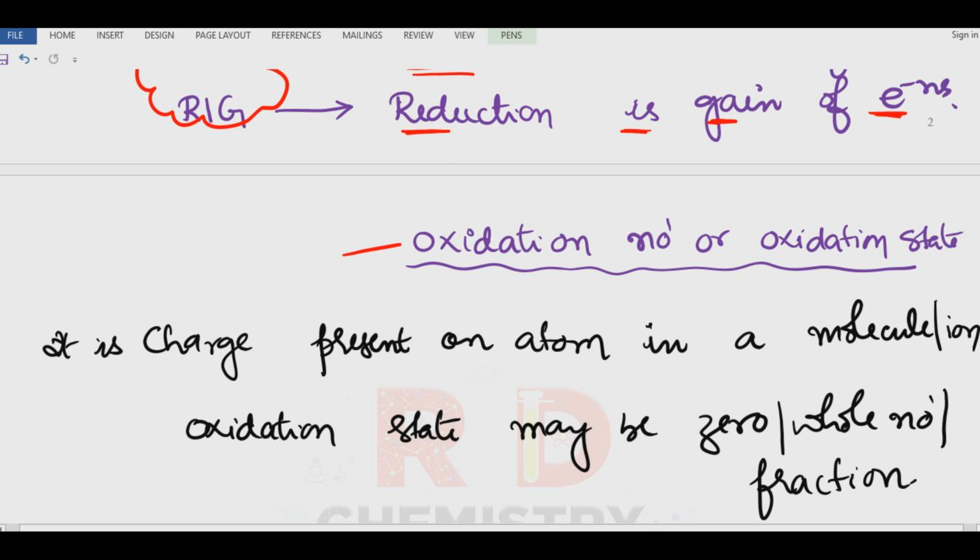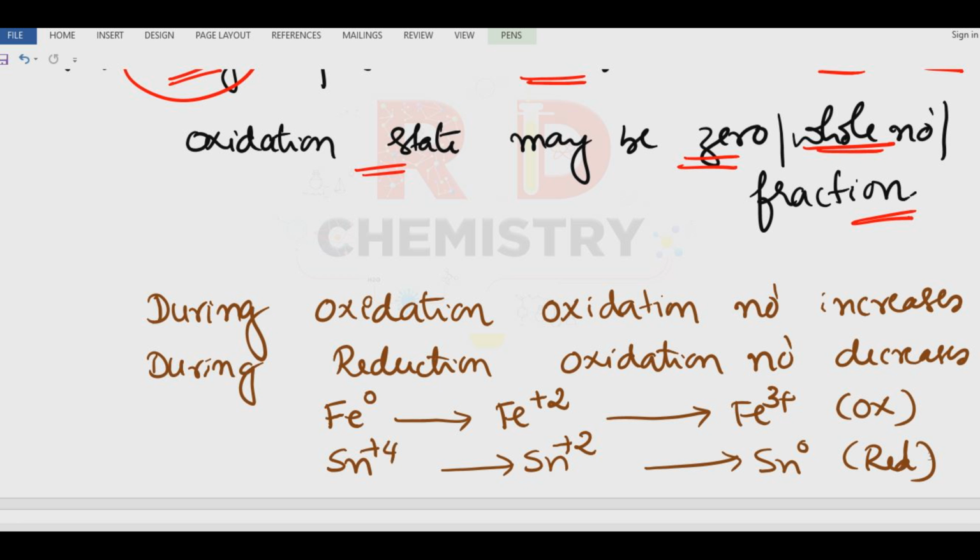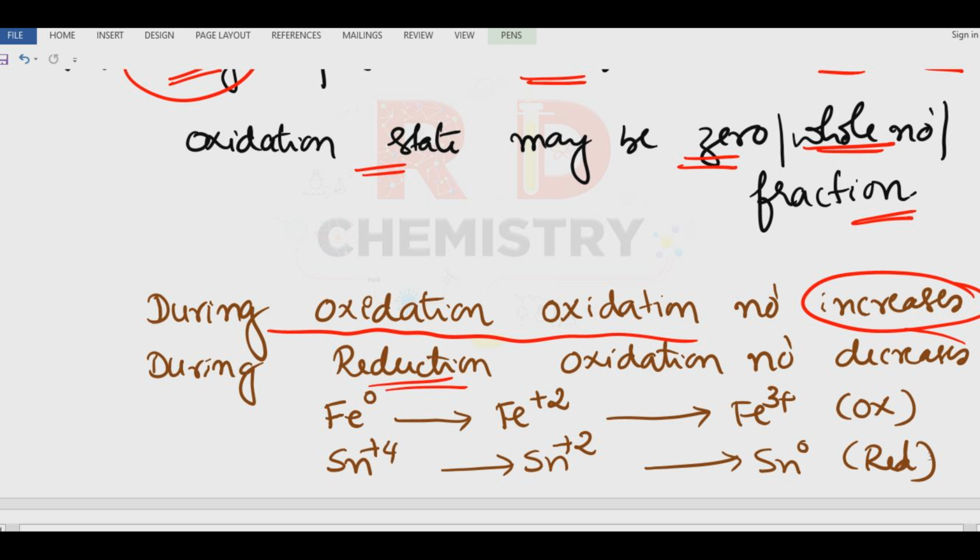Students, what do you mean by oxidation number or the oxidation state? It is the charge, it can be a positive charge or a negative charge present on the atom in a molecule or ion. The oxidation state can be 0, a whole number, or it can be a fraction also. Clear? During oxidation, oxidation number increases, and during reduction, oxidation number decreases.